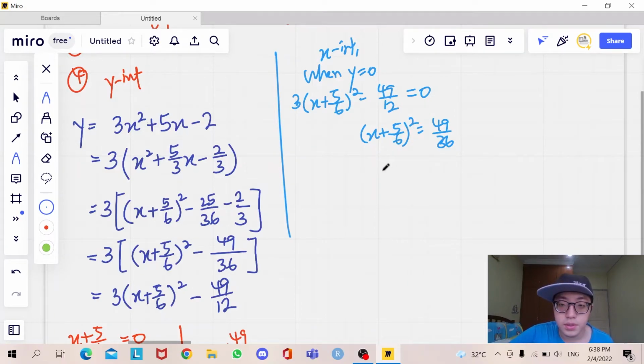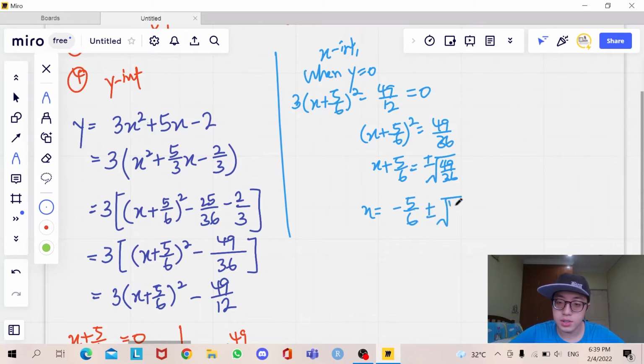So from here you will get x plus 5 divided by 6 equal to plus minus the square root of 49 divided by 36. And then from here, remember when you bring the square over to the other side, the square root is always plus minus, because a squared is equal to a squared, and negative a squared is equal to a squared also. So from here we get that x is equal to negative 5 divided by 6 plus minus 7 divided by 6.